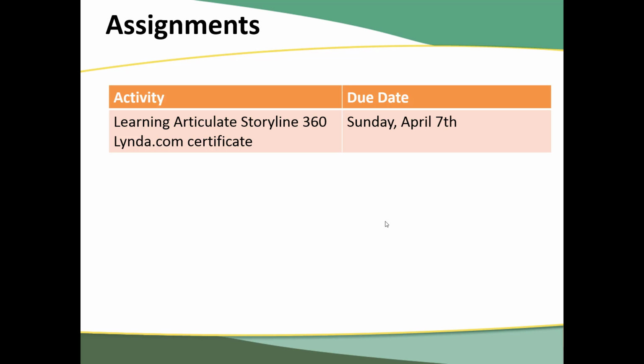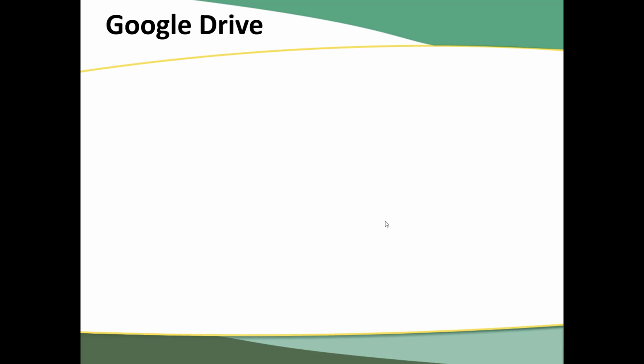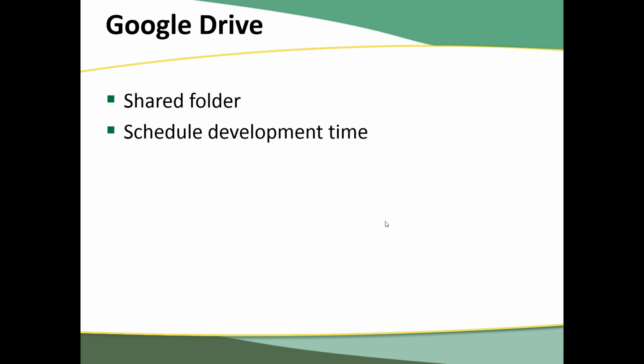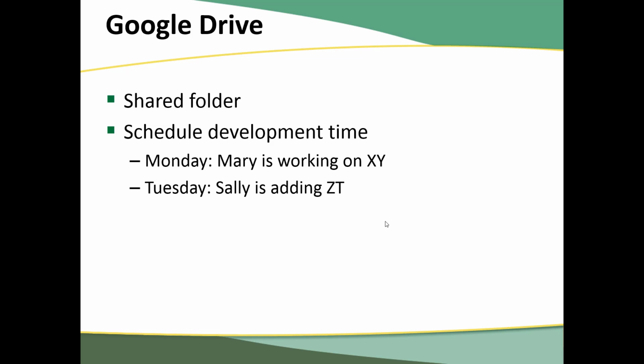One of the things I wanted to talk to you about, because I've had several questions about collaboration, is that there are a couple of different ways you can collaborate, and these are some suggestions based on previous semesters. The first way is you can use Google Drive. What you'll want to do is create a shared folder and schedule development time. By scheduling development time, I mean you'll say on Monday, Mary's going to work on X and Y. Then Mary's going to save that file to the shared folder, and on Tuesday, Sally's going to pick up that file and add Z and T to it. And you continue that development process. It's going to be important for you to make sure that you have that scheduled time.